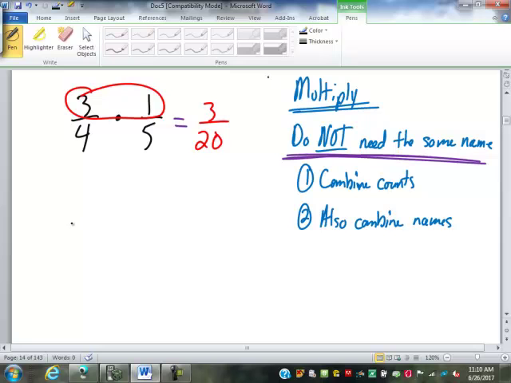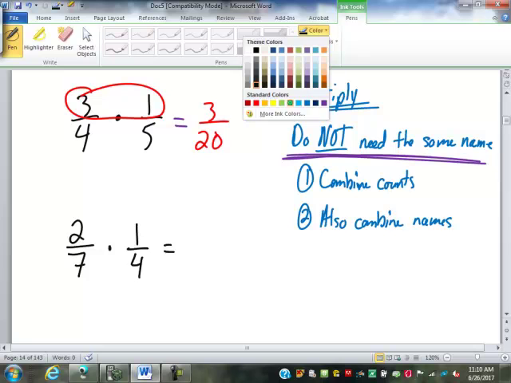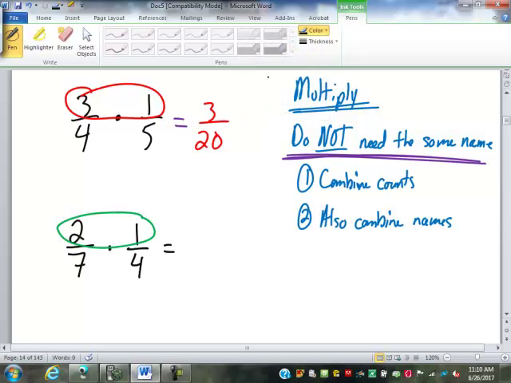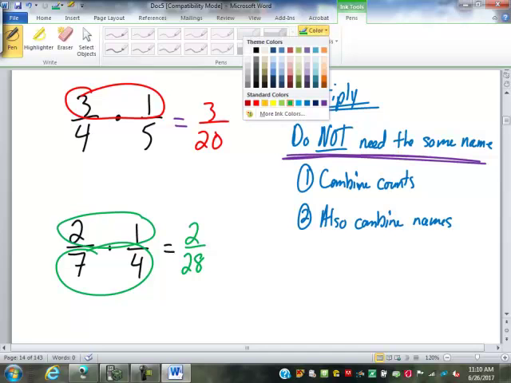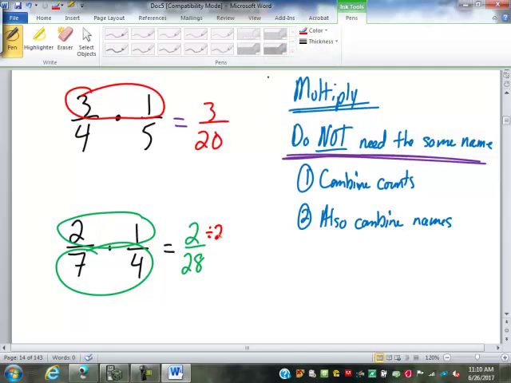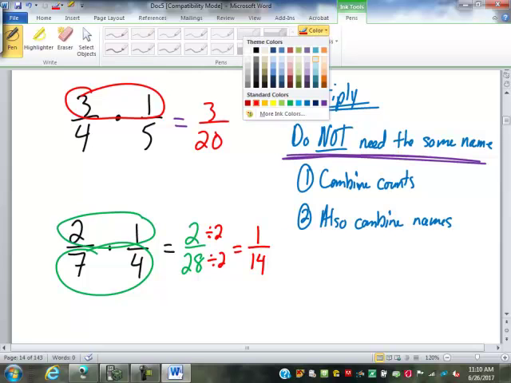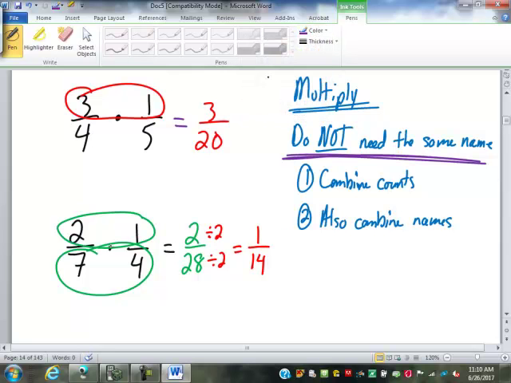So I might have 2/7 times 1/4. I would combine the counts. 2 times 1 is 2. 7 times 4 is 28. Am I done? No, if you can reduce it one more time. Yeah, both 2 and 28 can divide by 2 to give me 1/14. Some of you might be looking at this thinking, why didn't he cross cancel?